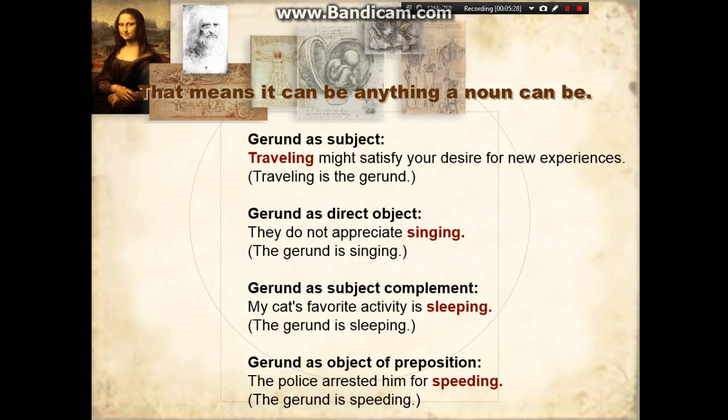Put another bullet point and put SC for subject complement. A gerund could be a subject complement. My cat's favorite activity is sleeping. Is is your linking verb, therefore sleeping is your subject complement. And last but not least, it can act as an object of a preposition. The police arrested him for speeding. For is your preposition, or excuse me, I said object of a preposition, right? And then speeding is your object. So you should have a bullet point subject, bullet point DO, bullet point SC, and bullet point OP, object of preposition.